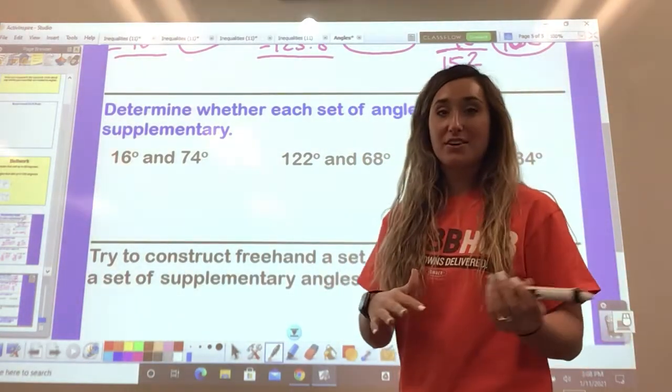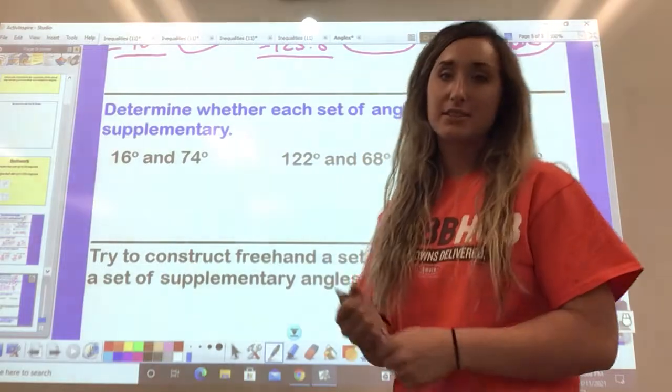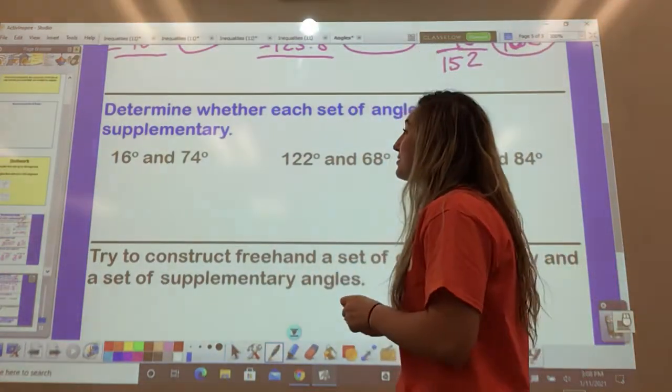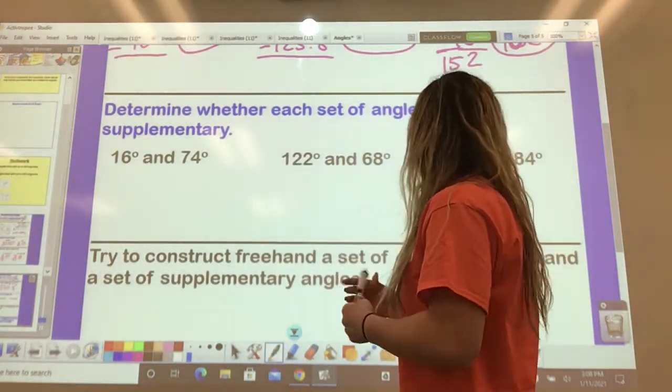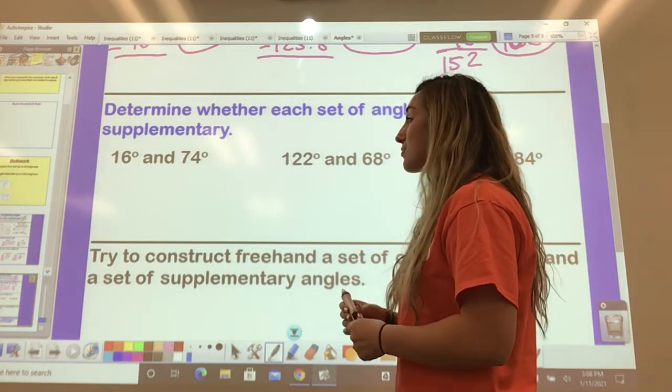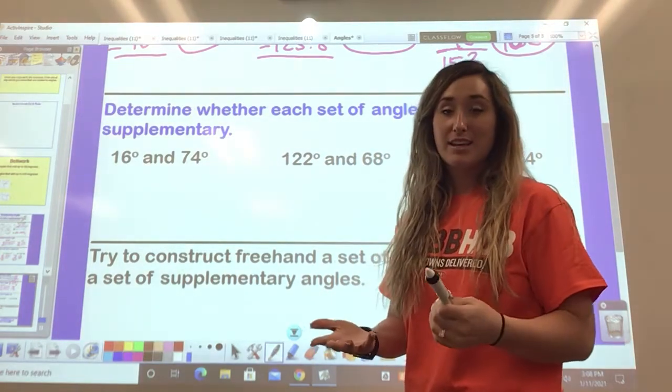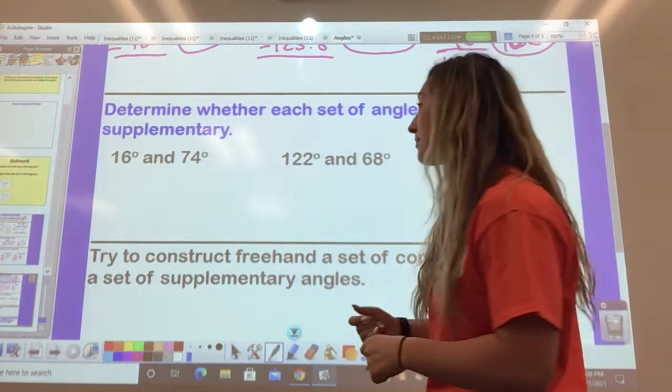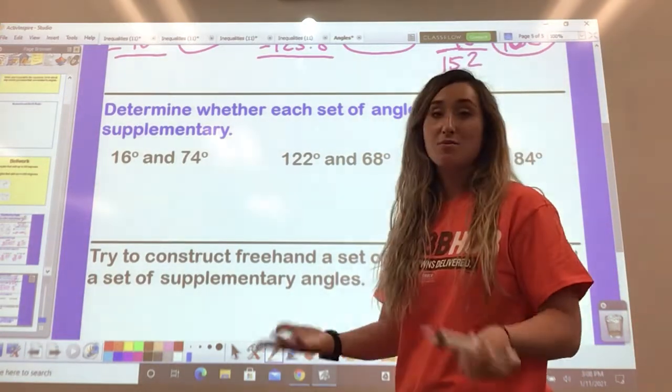Lastly, just like with complementary, we're going to determine whether each set of angles are supplementary. So we're going to add them together. If they add up to 180, then they would be supplementary. If they don't, then they would not be.